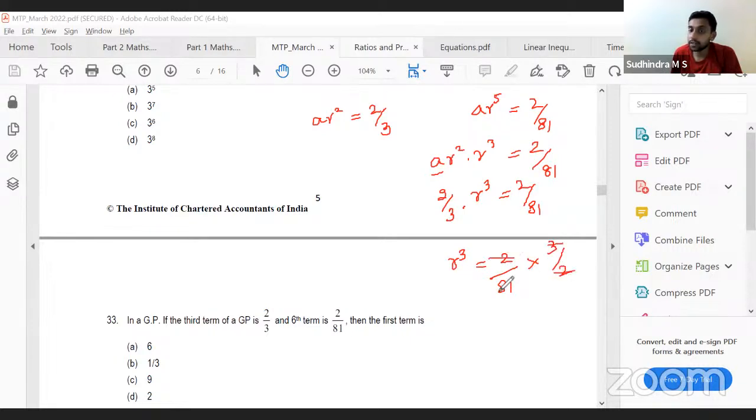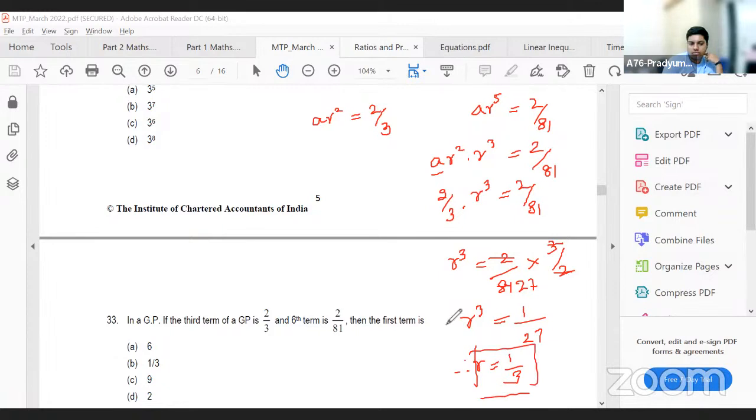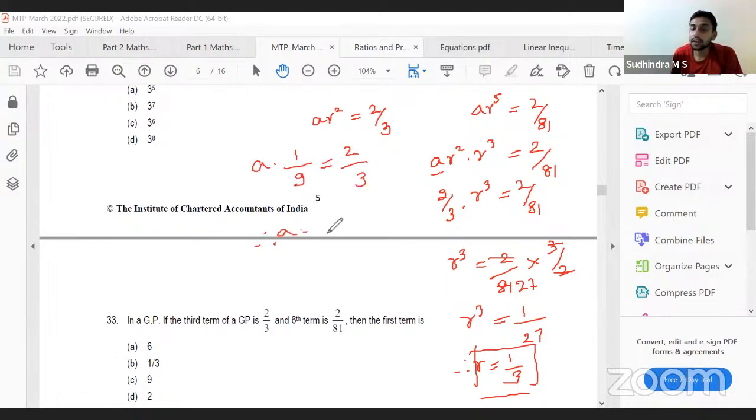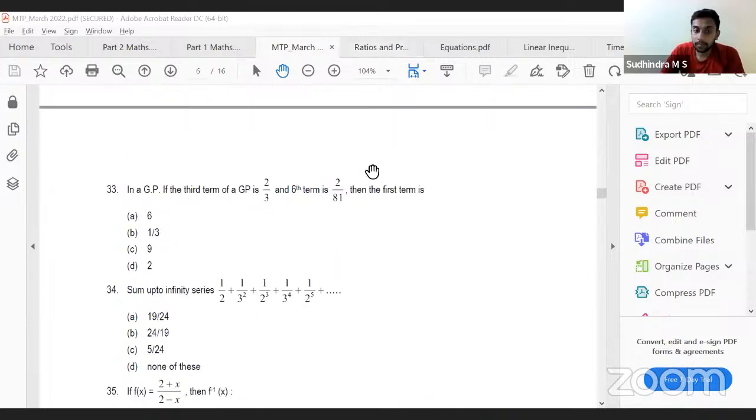2 ones are 2, 3 ones are 3, 27s are 81. So, R cube is 1 by 27. Therefore, R is 1 by 3. If R is 1 by 3, in AR square, A into 1 by 9 is 2 by 3. Therefore, A is 2 by 3 into 9. 3 ones are 3, 3 threes are 9. A is 6. A is equal to 6 is the answer.